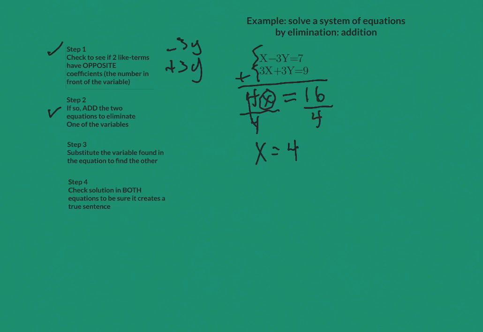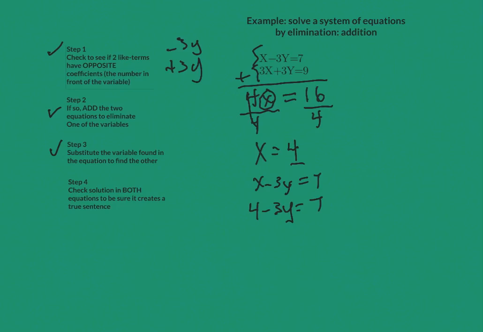Now we're on to step 3. We have to substitute what we have found x to be in order for us to be able to find y. So I am going to put that into the very first equation, which is x minus 3y equals 7. So instead of writing an x, I can write the number 4. So x is the same as 4. 4 minus 3y equals 7.